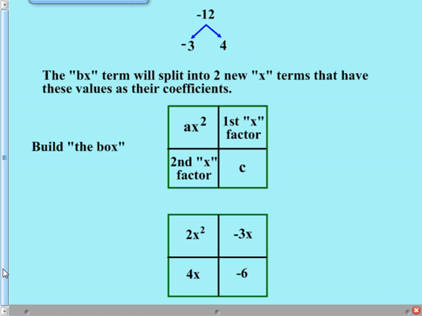Please notice that the original positive 1x is gone. However, if we were to combine these two x terms that are on the right diagonal together, you would see that they combine into 1x. So 1x may not be showing up, but he's actually still there. We've just split him into two new pieces.